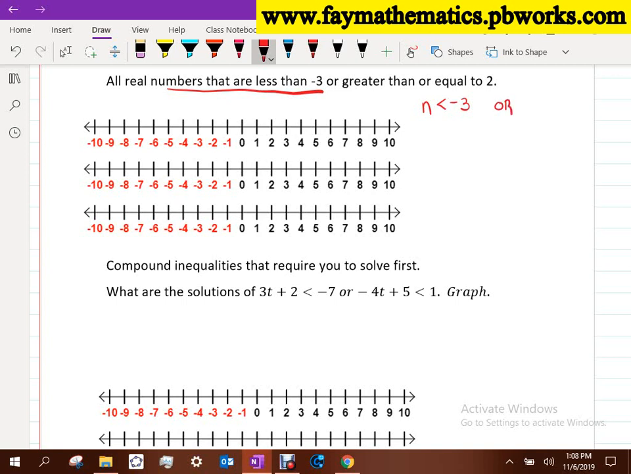Or, okay, so it says or, your real numbers, so your n again, is greater than or equal to 2, okay? So now, if I'm going to graph n is less than -3, what kind of circle? Annika, what kind of circle? Open. Open. And then to the left.